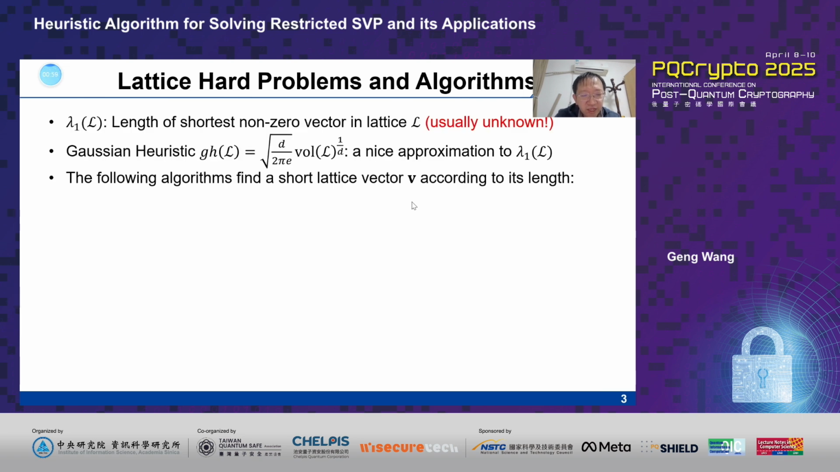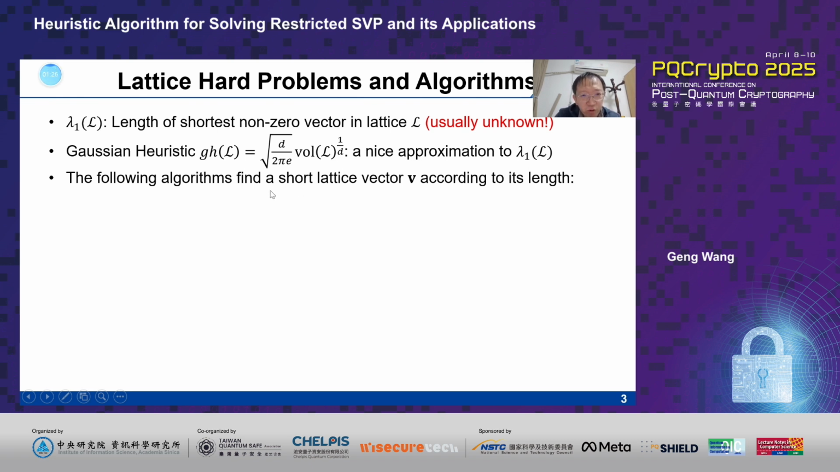The basic lattice hard problem is the shortest vector problem, SVP, which aims to find the length of the shortest non-zero vector in a lattice, and the length is denoted by lambda 1 of L. L is the lattice, but the value is usually unknown. So to solve this problem, we can use the Gaussian heuristic as a nice approximation to lambda 1.